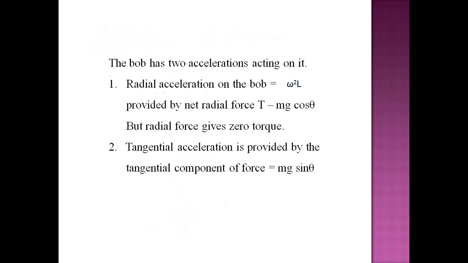So now the bob has two accelerations acting on it. The first acceleration is the radial acceleration on the bob, given by omega squared L, and that is provided by the net radial force T minus mg cos theta, which acts along the string inwards. T minus mg cos theta is 0 because T and mg cos theta are balancing each other. So the radial force is 0, and therefore it gives 0 torque. The second acceleration is tangential acceleration, which is provided by the tangential component of force, mg sin theta.